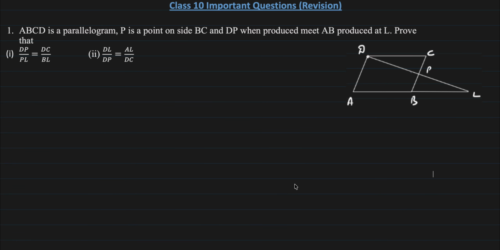So ABCD is a parallelogram. P is a point on side BC and DP when produced meets AB at L. Prove that DP by PL is equal to DC by BL. Second part, you need to prove that DL by DP is equal to AL by DC. So when you prove something like that, you know that it is BPT. So we are going to use BPT over here. So let's begin our question.